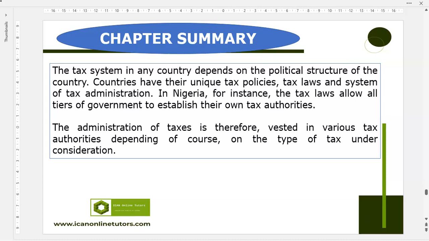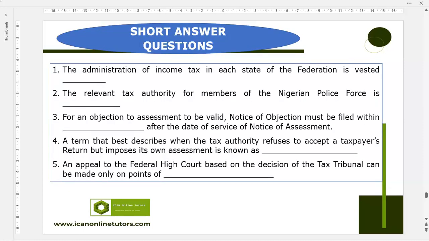Okay, so in this class, we discussed the tax structure and the tax administration. We looked at the various powers that are vested in different tax authorities. Then we also discussed the objection and appeal procedures. We also discussed the tax clearance certificate, the procedures, the conditions for granting it and its use. And we briefly discussed the decided case of Warm Spring and other companies versus FIRS.